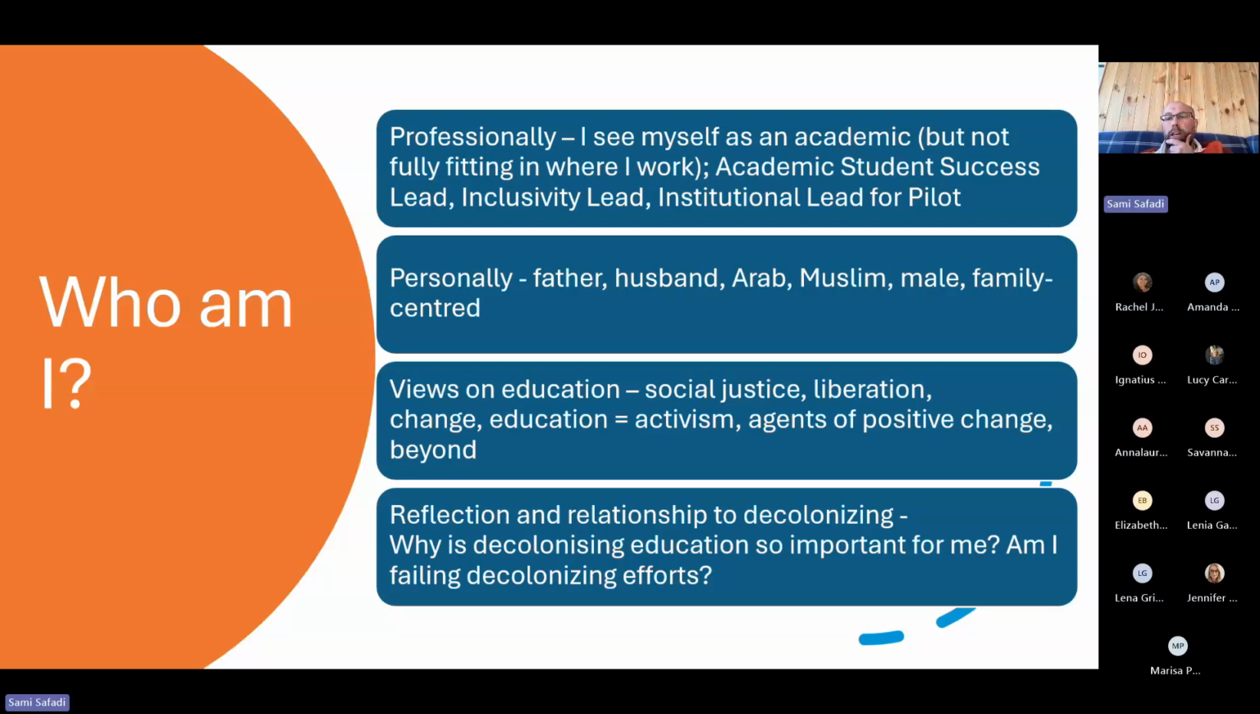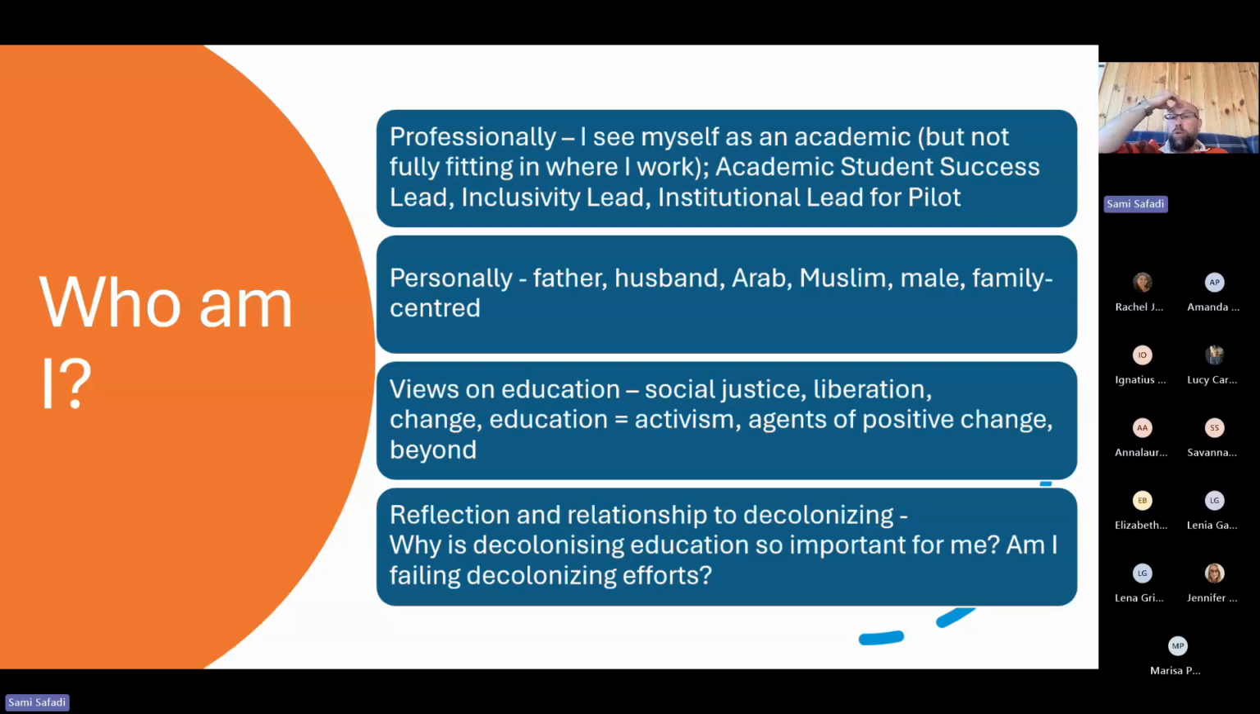My views on education center around the need for education to be about social justice and liberation, a force for change. For me, education is intrinsically tied to activism. I find it hard to separate true education, learning and knowledge from that call to action, to be agents of positive change. Thinking about who our students should be when they graduate from our institutions, I don't think it should just be about getting a job and the graduate outcomes aspect. Whilst I understand the importance of that for our students, I would like to see them become change agents in society.